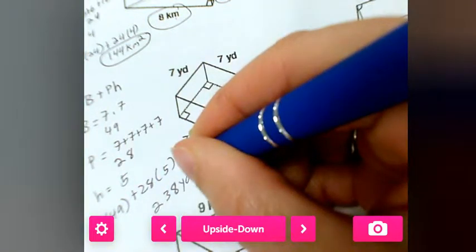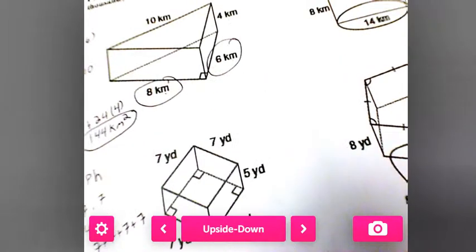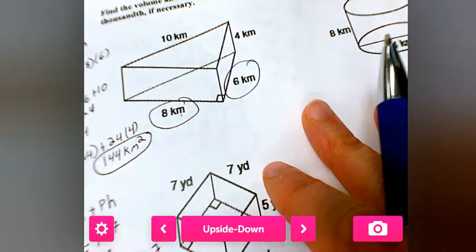Yards squared. How are we feeling about surface area? Are we okay? Questions about any of that? All right, should we try the volume of some stuff then? Okay. I think we should go back up and find the volume of this triangular prism.